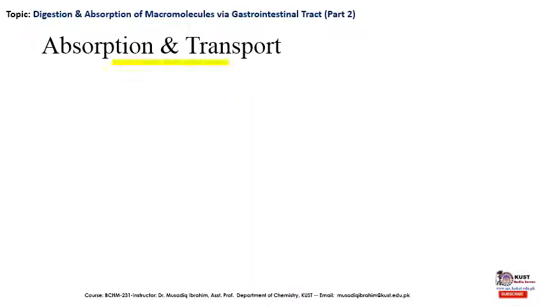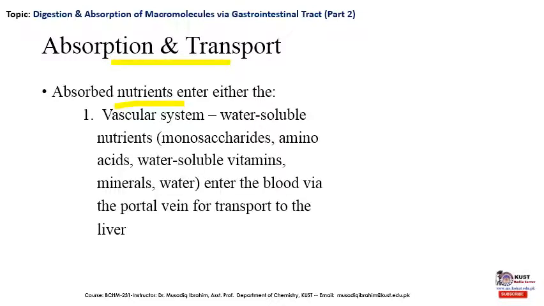Now, in terms of absorption and transport of the absorbed nutrients, there are different ways by which they enter the human circulatory system or vascular system. So one of the ways is that nutrients enter the vascular system, so basically the water-soluble nutrients like monosaccharides, carbohydrates, amino acids, water-soluble vitamins, and minerals.